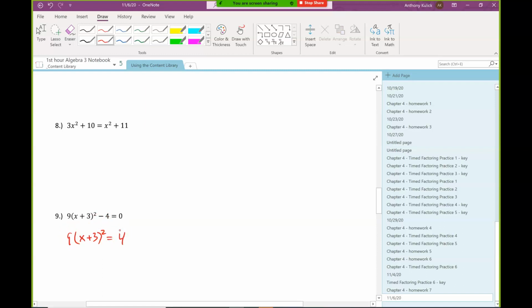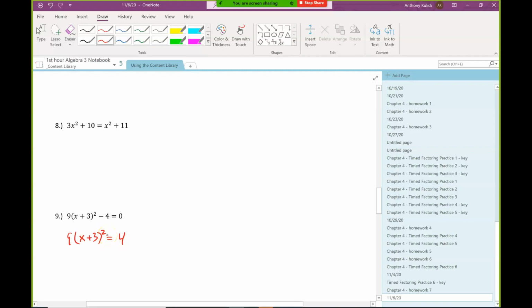Now I can't also subtract the 3 because that's inside the parentheses. In order for me to get at that, I have to clear the parentheses out of there first. But to clear the parentheses out of there, I've got to get rid of the coefficient of 9 and get rid of the squared. So it's going to be a minute before I can get to that, but that's okay.